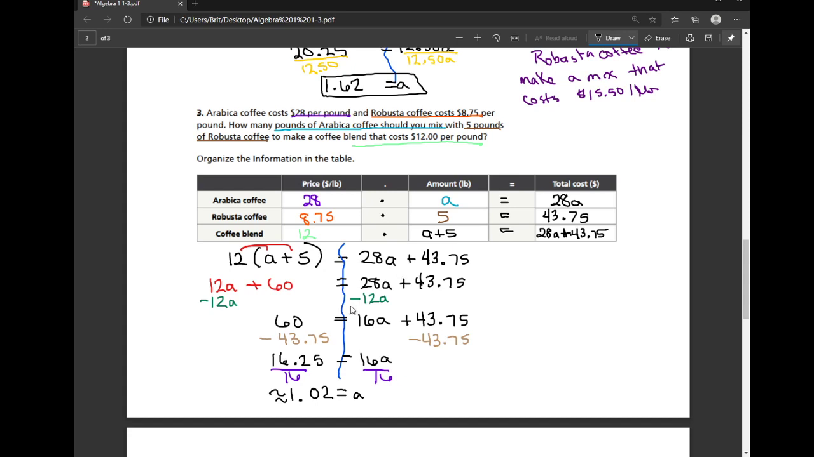Okay, oh, that's terrible notation. That equal sign is going to be wiggly. Okay, remember this means approximately. So I'm rounding it to the nearest hundredth.